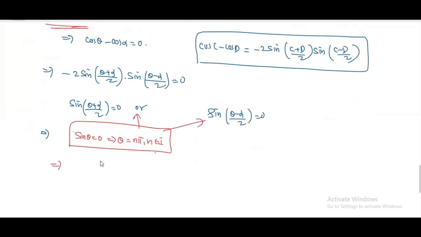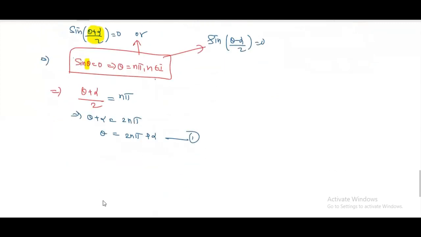In the place of theta, we have here theta plus alpha by 2. So it becomes theta plus alpha by 2 is equal to n pi. That means theta plus alpha is equal to 2n pi, so theta is equal to 2n pi minus alpha. Let it be 1. So from the first condition, we get theta is equal to 2n pi minus alpha.